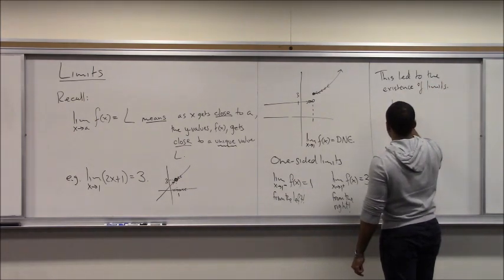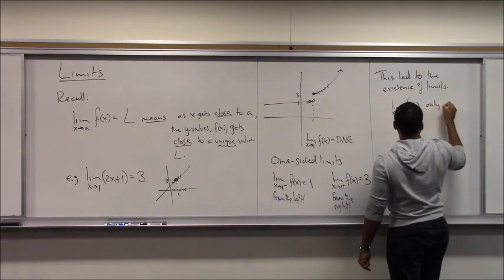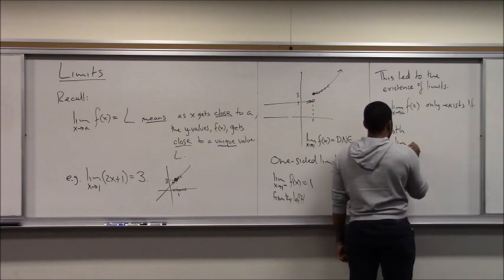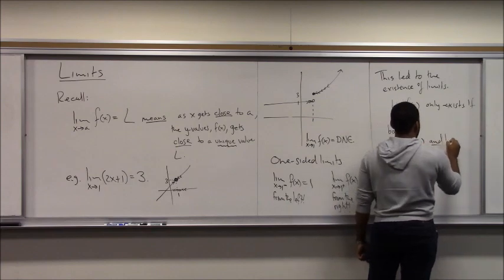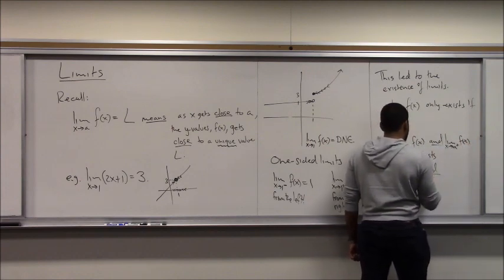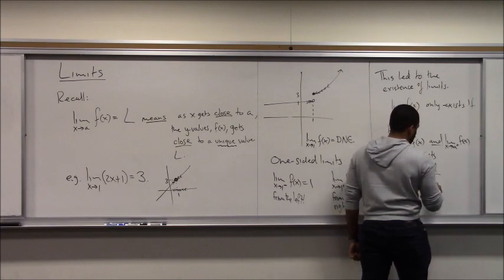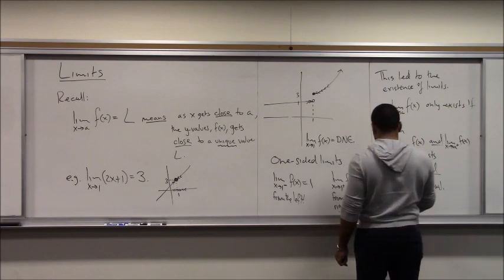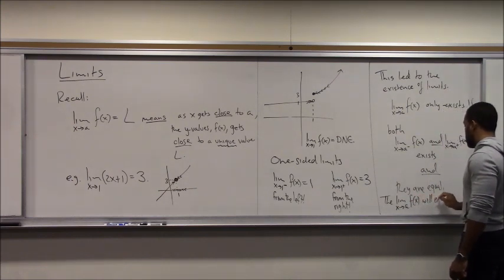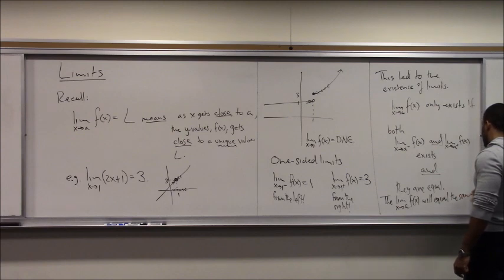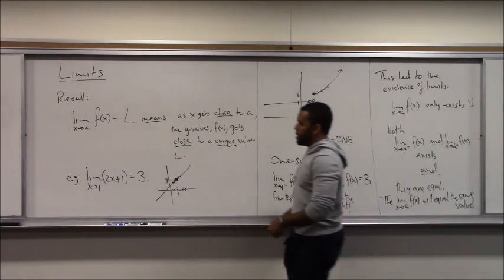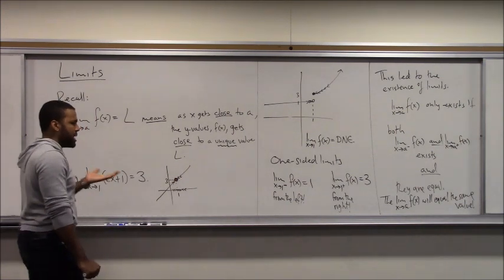And the idea is this guy only exists if both coming from the left and coming from the right exist and they're equal. And then the limit as x approaches a of f of x will equal the same value. And I think that's kind of where we ended up last time. We did a few more examples, but those were the main ideas we introduced at the end of the last class.